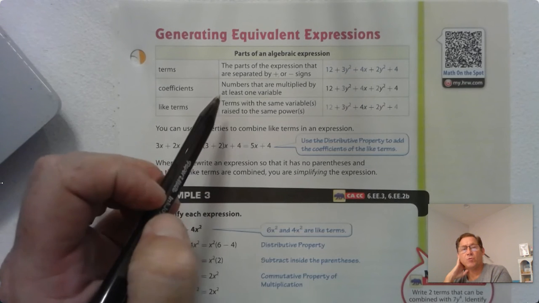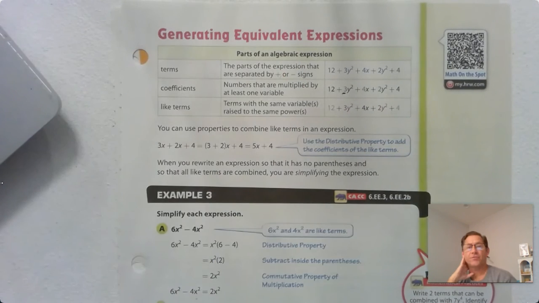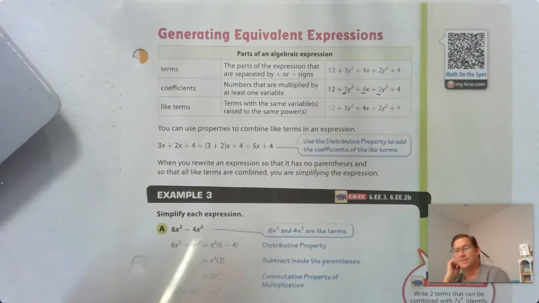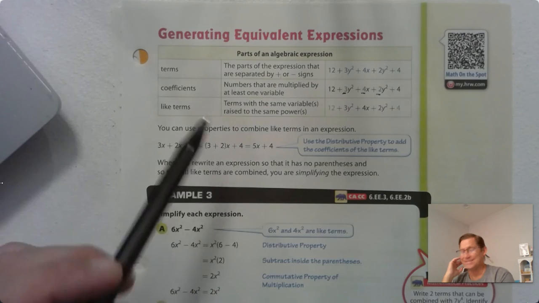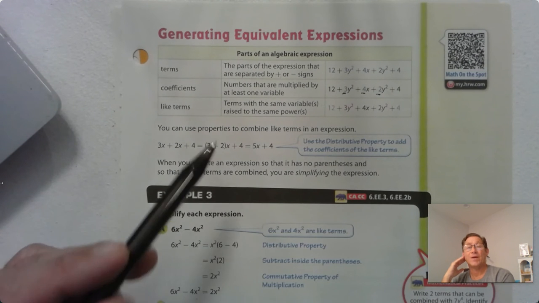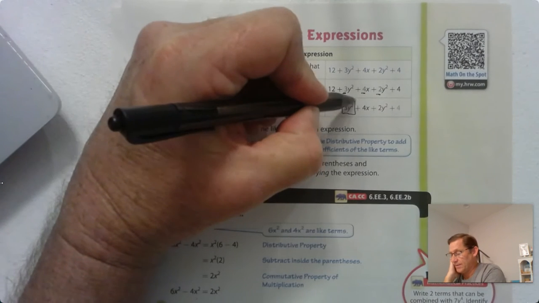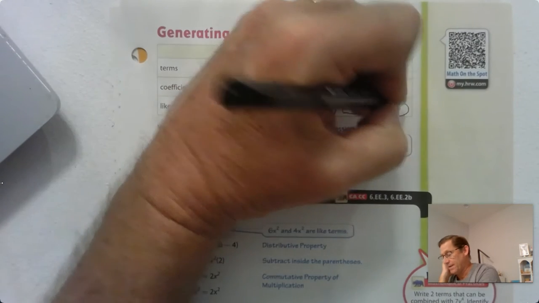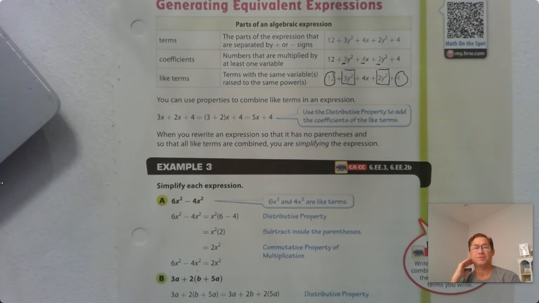Coefficients are numbers that are multiplied by at least one variable. So 3 times y squared, 4 times x, 2 times y squared. Those are all coefficients. Like terms are terms with the same variable or variables raised to the same power or powers. So they're showing us that 3y squared and 2y squared are like terms, and 12 and 4 are like terms.